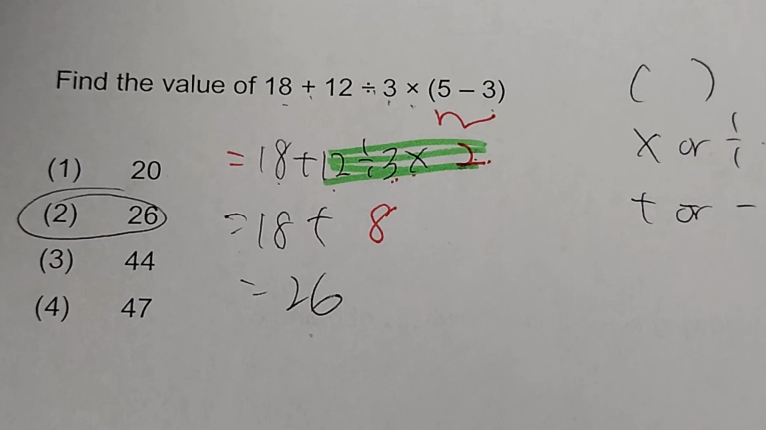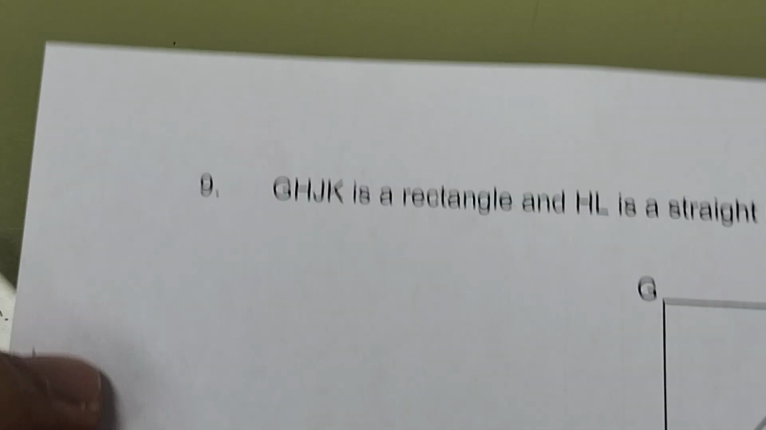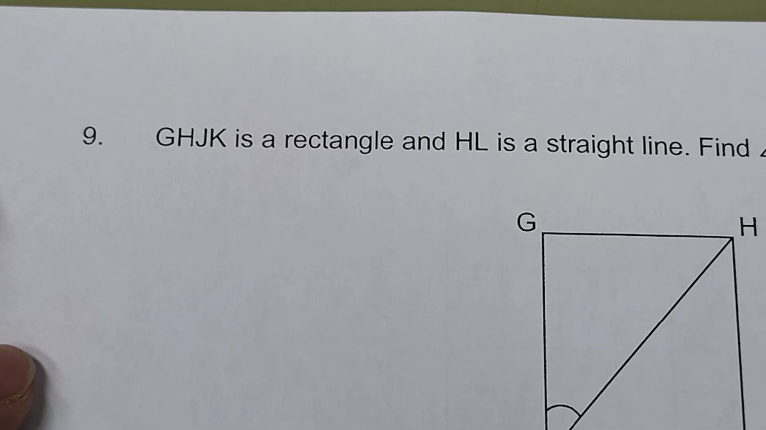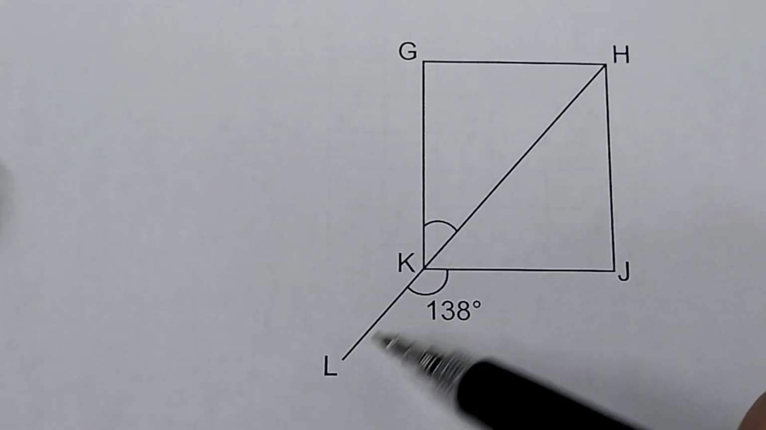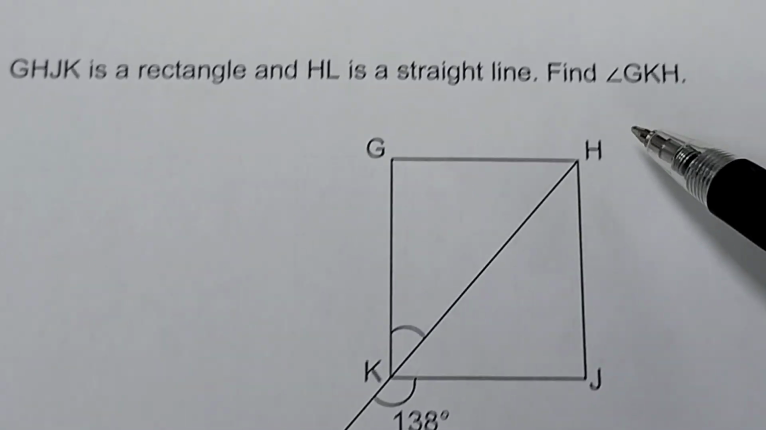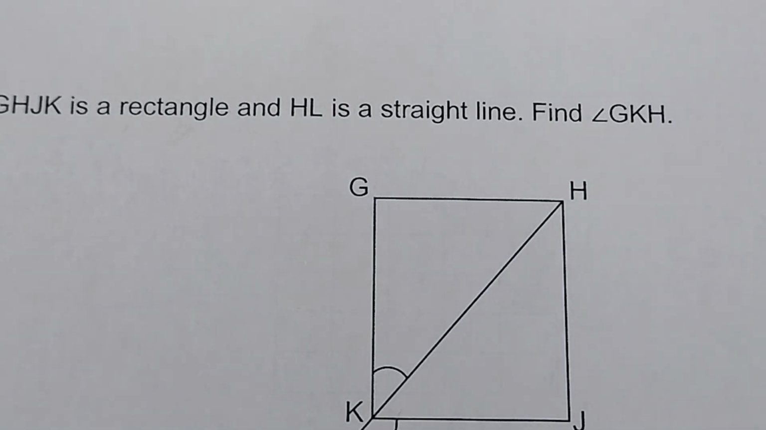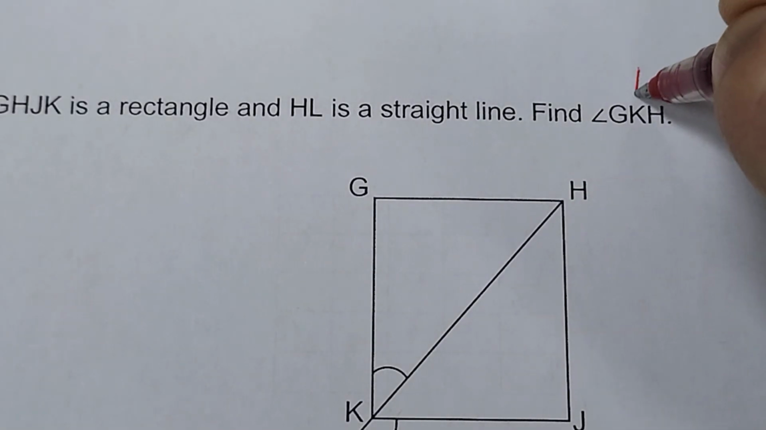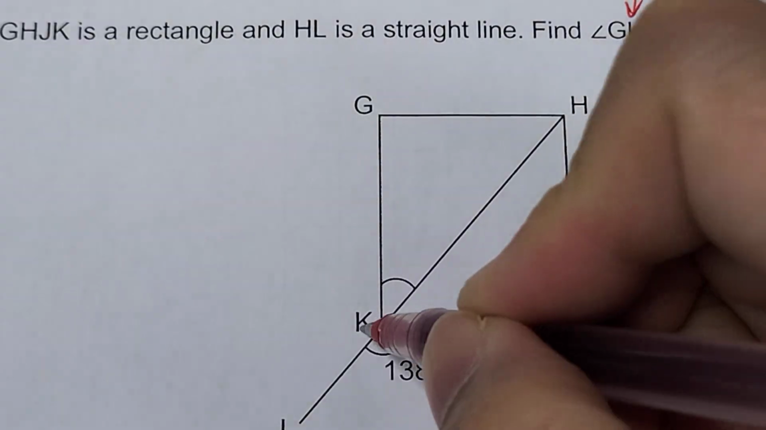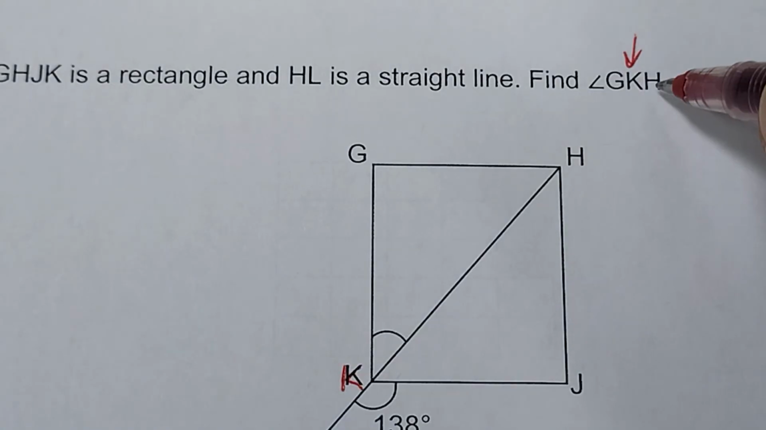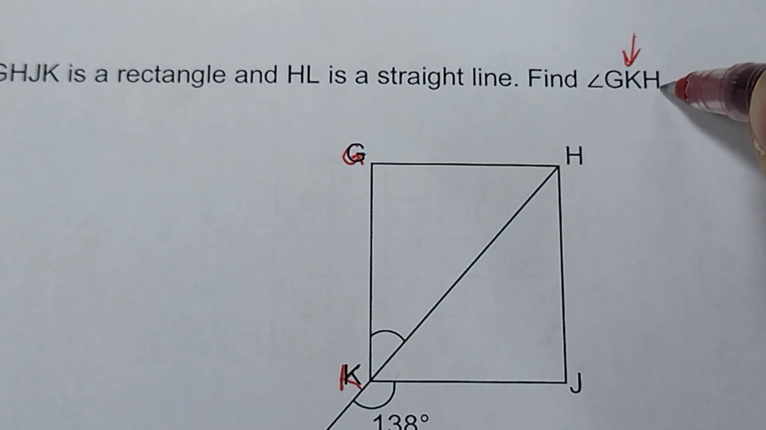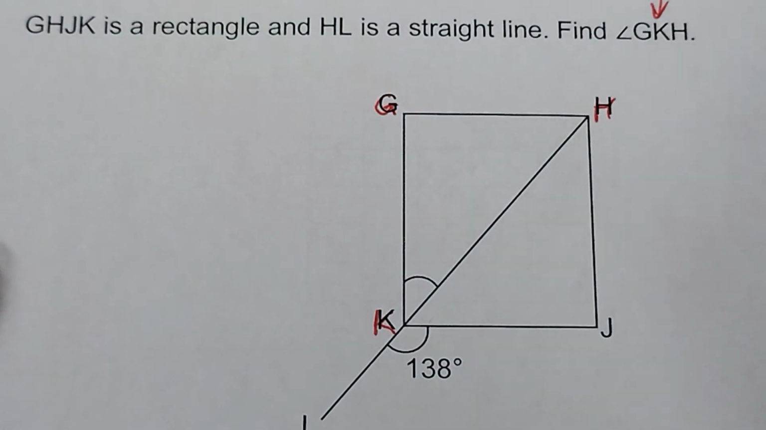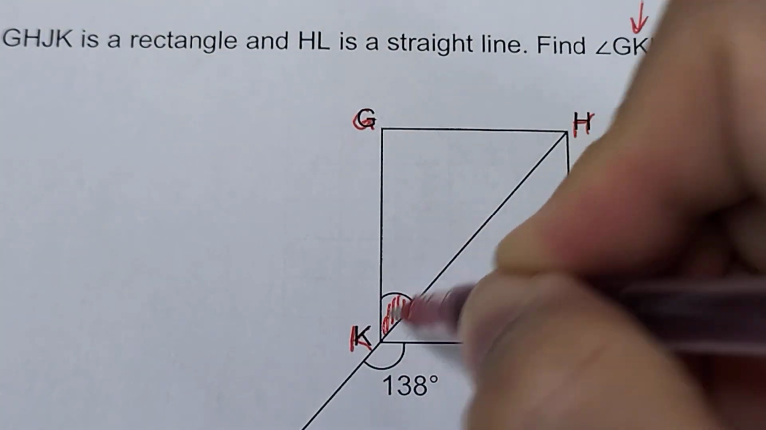Okay, just a few more questions and we are done. Question 9. Now, GHJK is a rectangle. HL is a straight line. Now find angle GKH. So identify where this angle is. Let's look at K. K is here. It's an angle formed between G and K. G is here and H is here. So it must be talking about this angle.